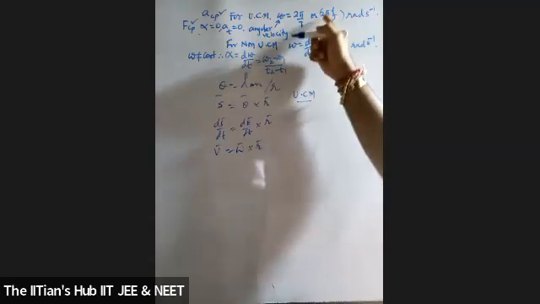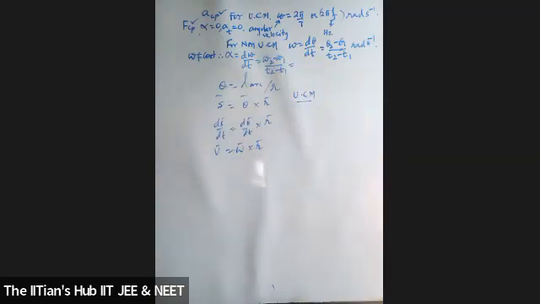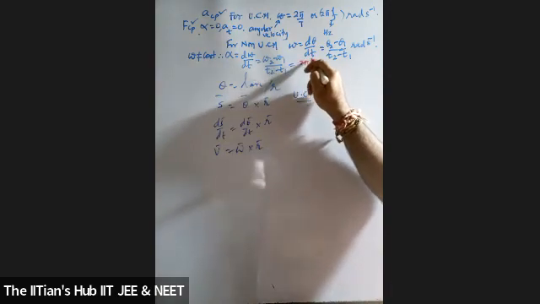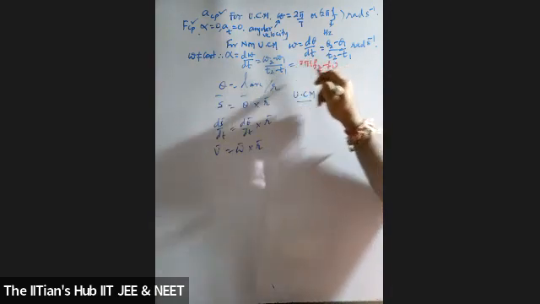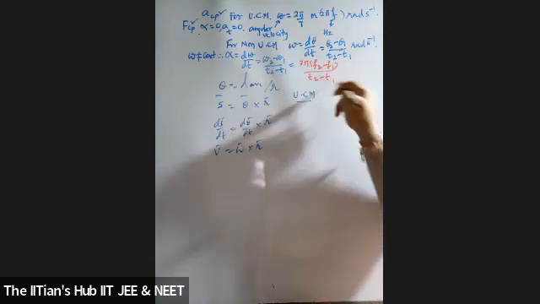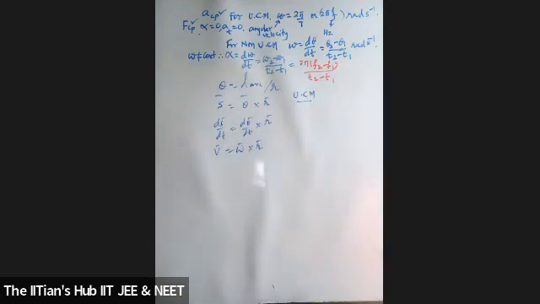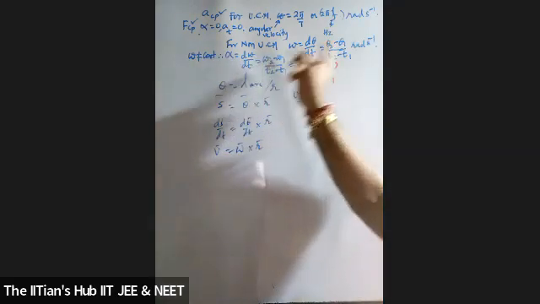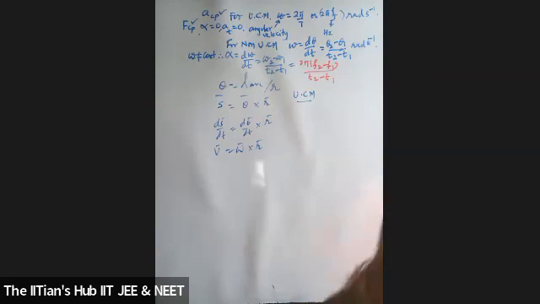Yes. Students, if I write omega, what is omega? Omega is 2 pi f. So can I write it like this: 2 pi, f2 minus f1, upon t2 minus t1. Is this clear, students? Omega is what? 2 pi f. And the frequency is changing. Listen carefully, students.